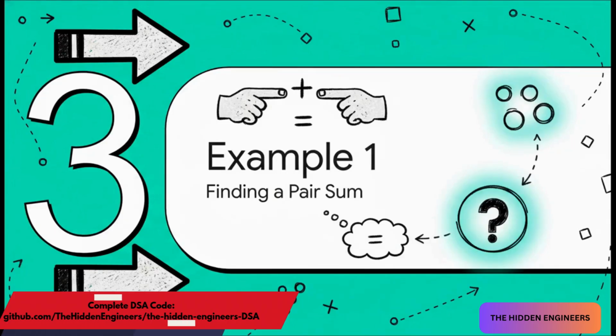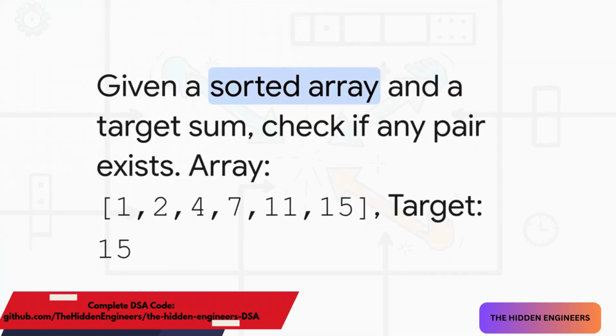All right, that's enough theory. Let's get our hands dirty and actually see this thing in action. We're going to start with one of the most classic problems you'll ever see, finding a pair of numbers that adds up to a specific target. Okay, so here's the setup. We're given a sorted array, and I'm going to say that again, sorted, because that is the secret sauce here. Our array is 1, 2, 4, 7, 11, 15, and our target sum is 15. The question is simple. Is there any pair of numbers in this array that adds up to 15?